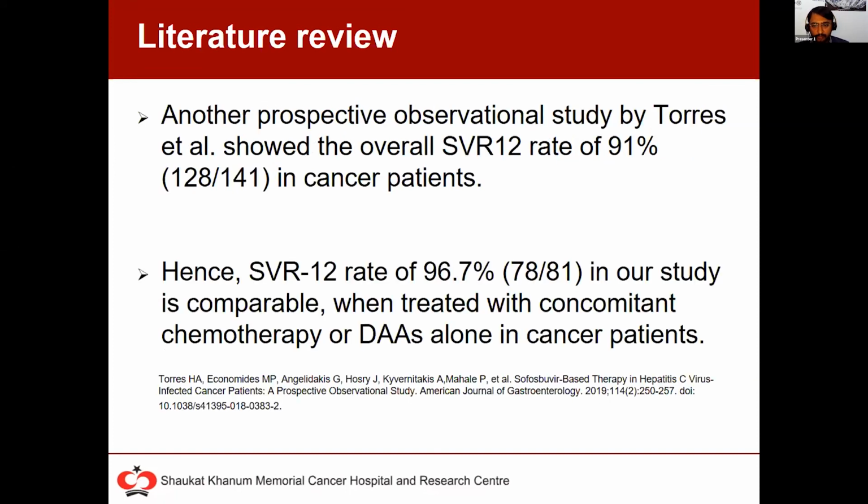Another prospective observational study by Torres and colleagues showed an overall SVR rate of 91%. The total number of patients was 141, and out of these 141, 27 patients were treated with concomitant chemotherapy, as in our study. Hence the SVR rate of 96.7% in our study is comparable, and even better, when treated with concomitant chemotherapy and with DA alone in cancer patients.